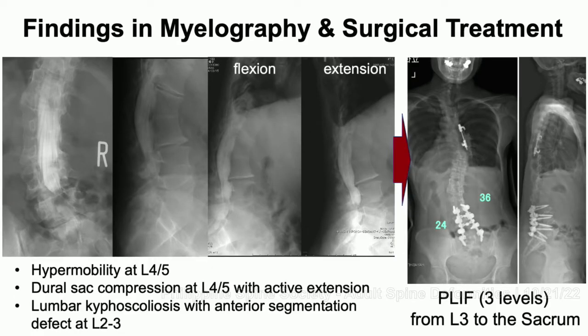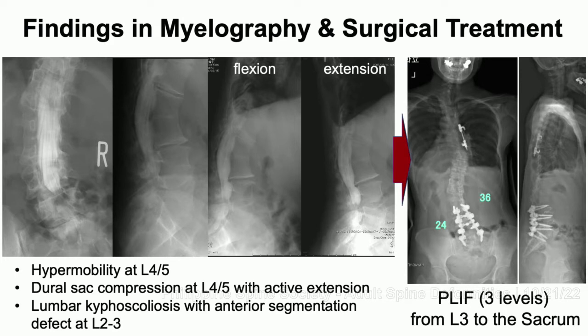At that clinic, myelography was performed and demonstrated hypermobility on L4 and 5. She had canal stenosis at L4-5, becoming more severe with active extension. Myelographic images also show that she seems to have lumbar kyphoscoliosis with anterior segmentation defect at L2 and 3. After these evaluations, she was surgically treated by performing PLIF from L3 to the sacrum.